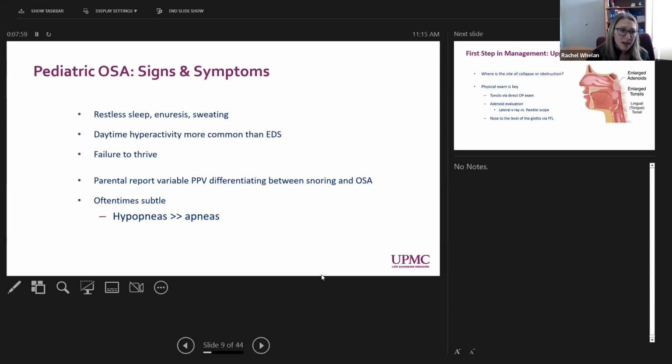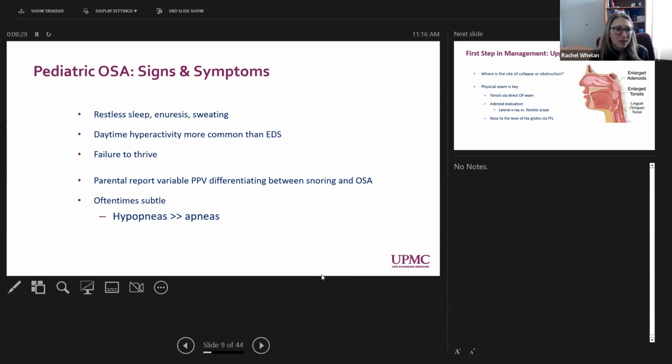So rather than being tired during the day, a lot of times kids actually end up with daytime hyperactivity, a lot of behavioral concerns that arise both at home and in the school settings, much more commonly than the picture of somebody falling asleep. In terms of nighttime symptoms, we always assess for restless sleep, excessive sweating during the night, and also concerns for bedwetting.